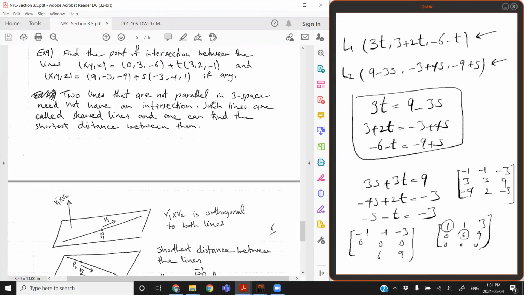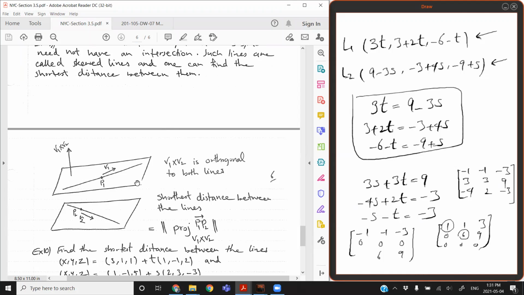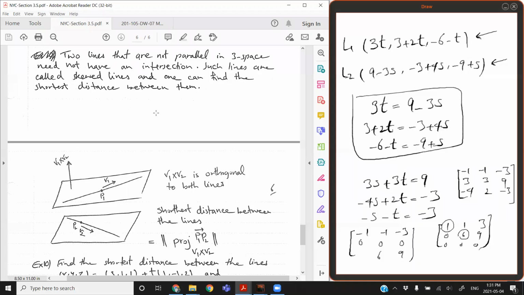Okay, so two lines that are not parallel in 3-space need not have a point of intersection. As I just explained, you can have two lines. Let's say this line lies in this plane and this other line lies in the other plane, and the two planes are parallel. So the two lines will never meet. Such lines are called skew lines. And if you have skew lines, you may be asked to find the distance between the two skew lines. And the distance between the two skew lines would be the same as the distance between the two planes.